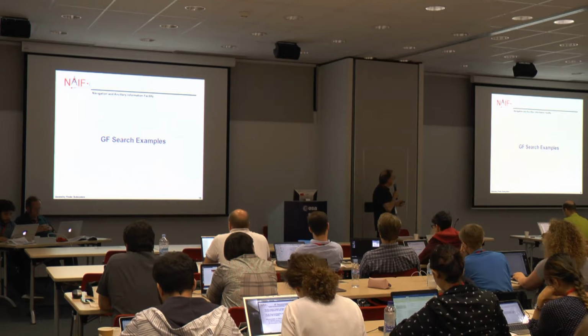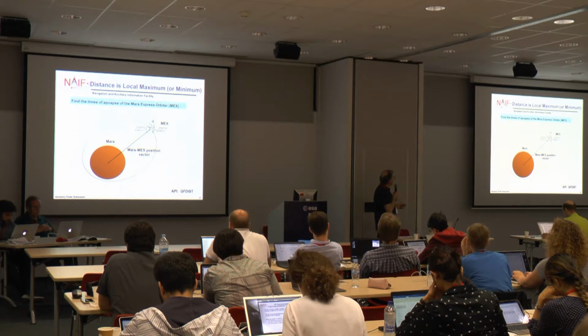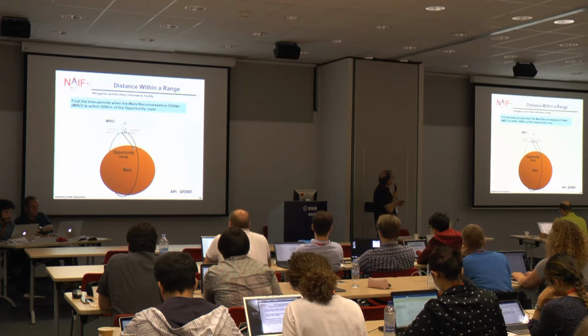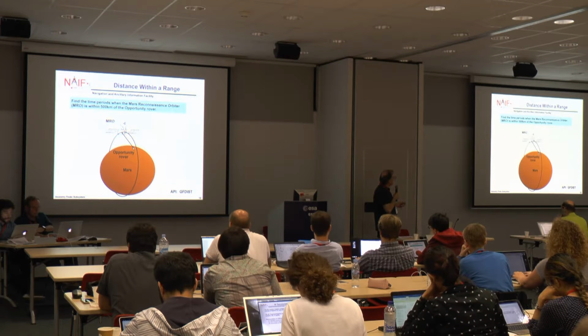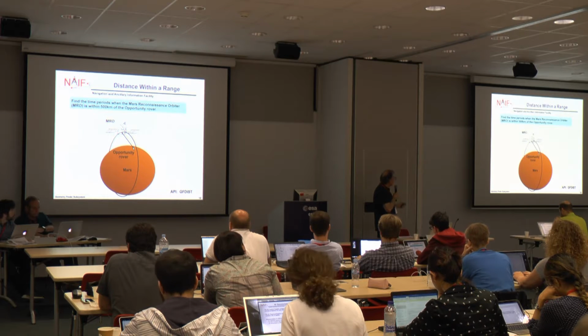And here are a few examples of searches that can be done with GF. So I'm going to go through these quite fast. Times of apoapse, time periods when a spacecraft is within a distance of another object, in this case, an object on the surface. So just one detail here.